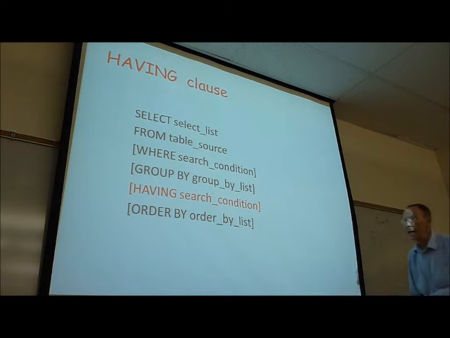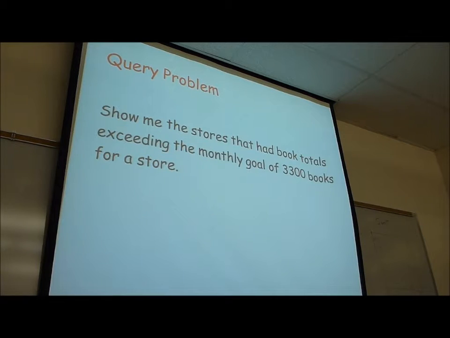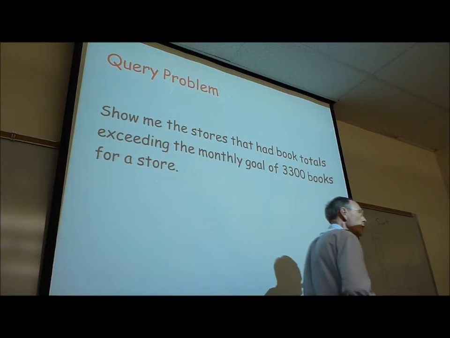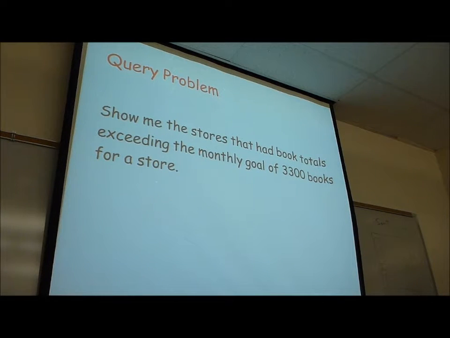So if I go back to my question, okay, we look at show me the stores that had book totals exceeding the monthly goal of 33,000 books. So what we had to do is do the query we had the last time, except now we're going to add a having clause that only filters out those who met the monthly goal and reward the manager with a bonus. Everybody following that?